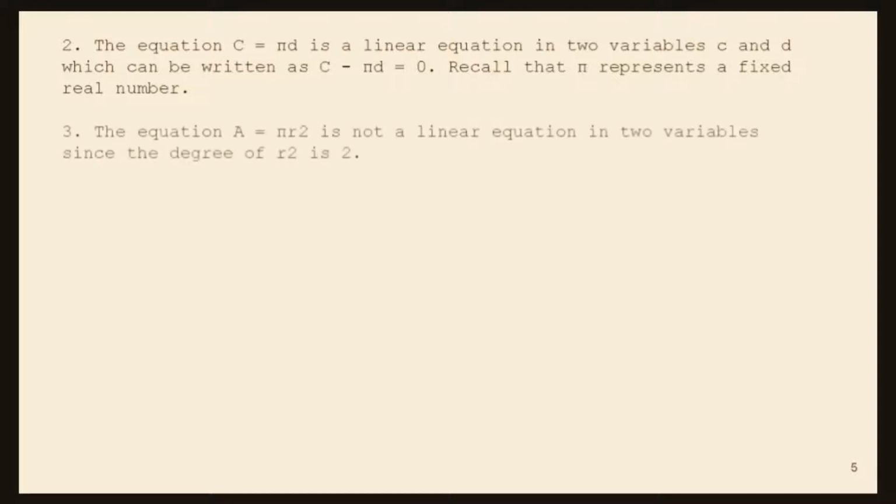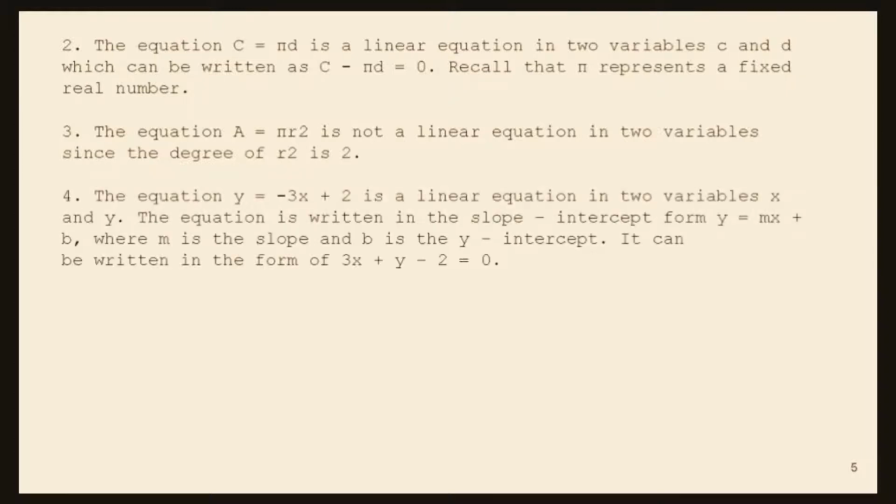So, next is number 3. The equation a is equal to pi r squared is not a linear equation. Bakit? Kasi, naalala niyo yung rule natin na kailangan yung degree ng each variable is 1. Just 1. And dyan, meron na siyang squared. So, hindi na siya magiging equal sa 1 yung degree. Kaya hindi na siya pwede maging linear equation. Gets nyo ba? Okay.